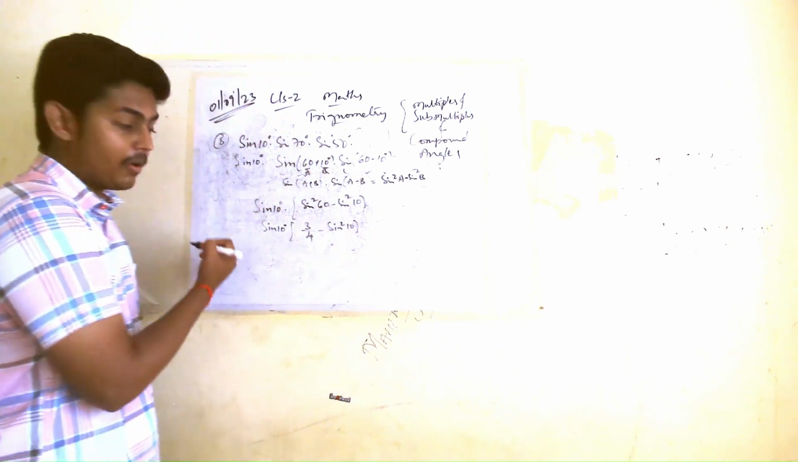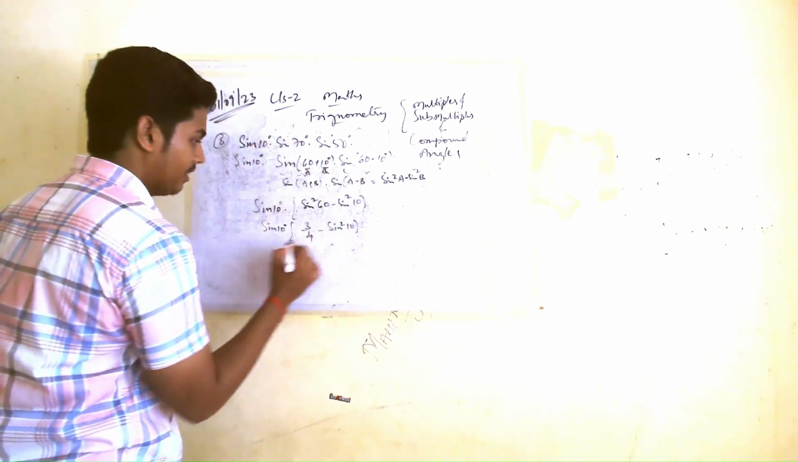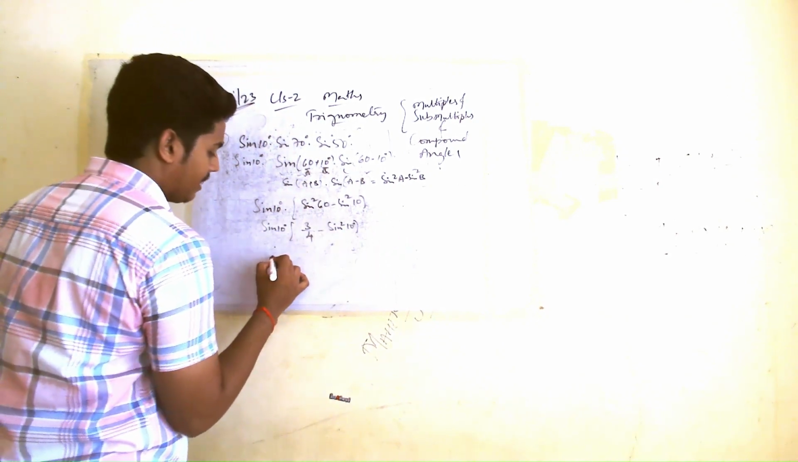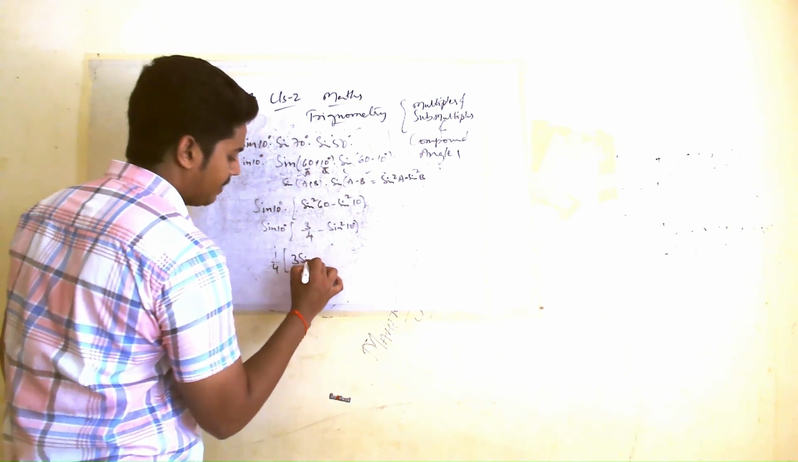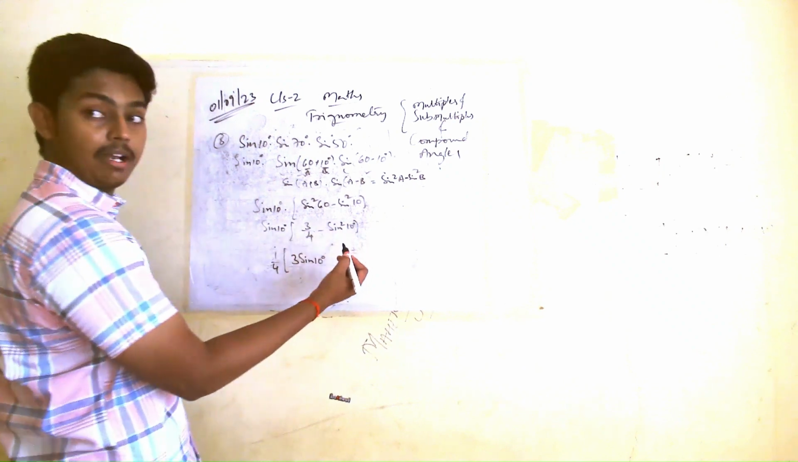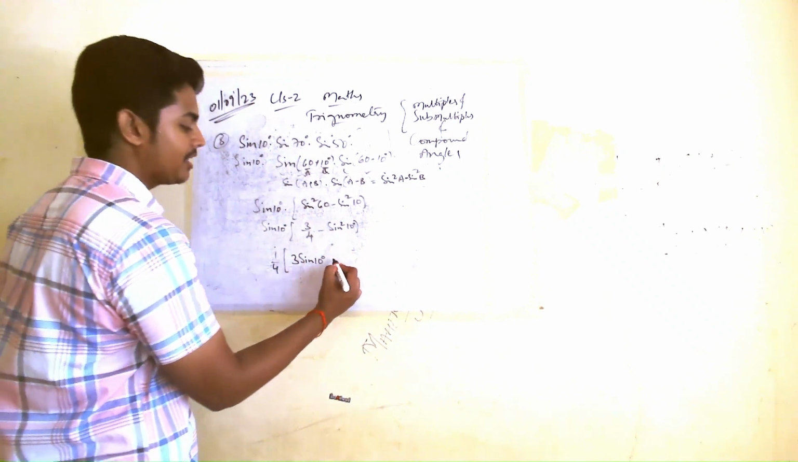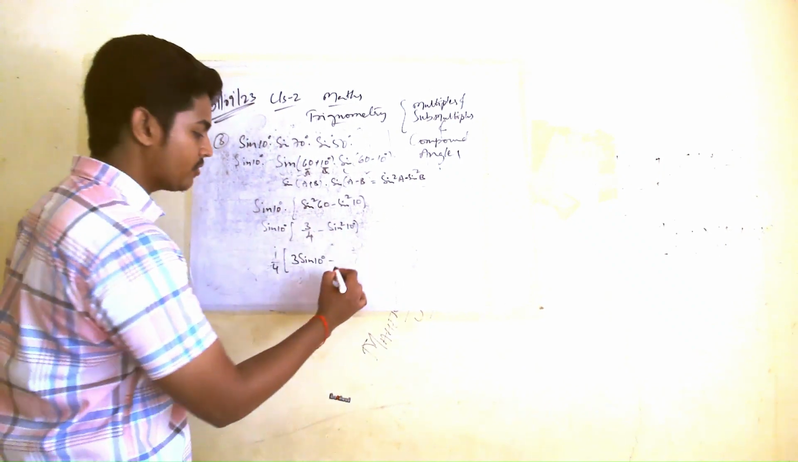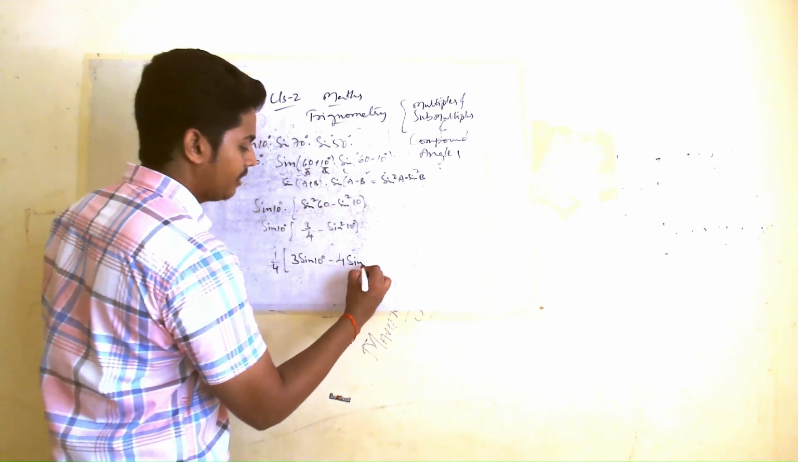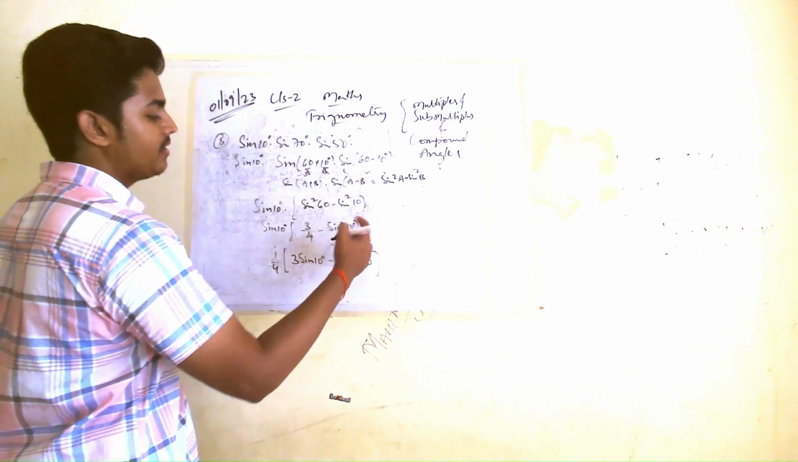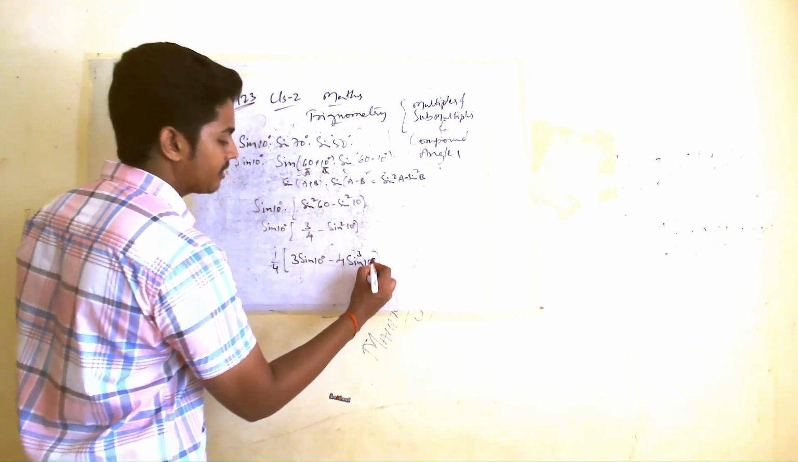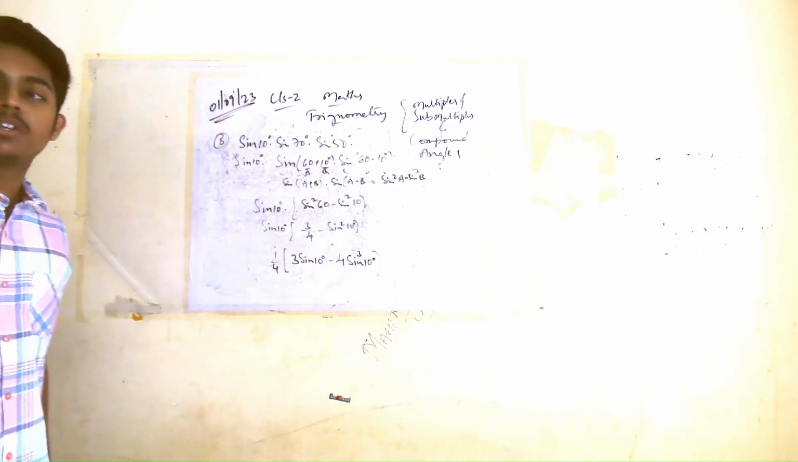Now I will take 4 common and send sine 10 inside. If I take 4 common, 1 by 4 will be left over here. Multiplying sine 10 inside the bracket, it is 3 sine 10 degrees minus 4 sine square, no, it will be sine cube, because this sine 10 is also multiplied. So sine cube 10 degrees. Now it is 3 sine 10 minus 4 sine cube 10.